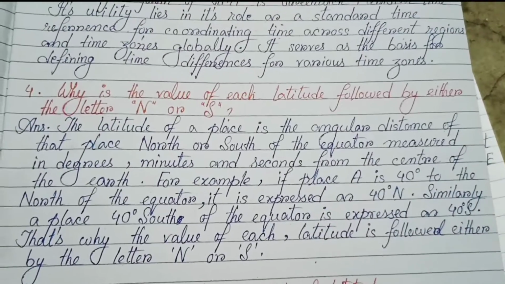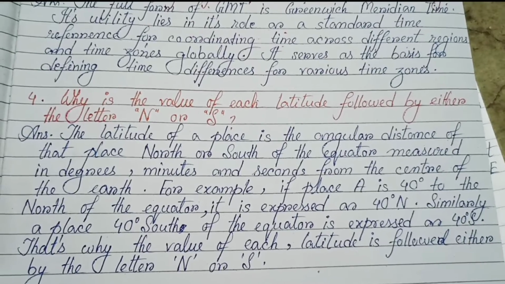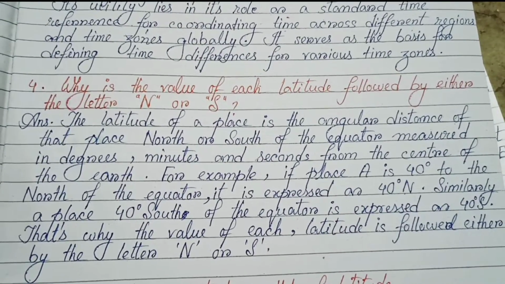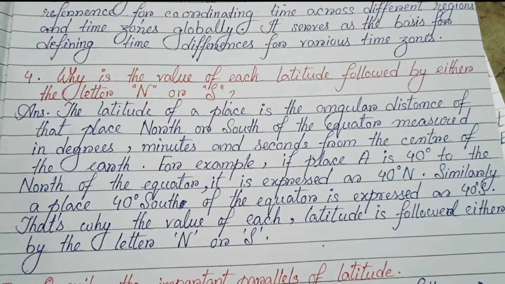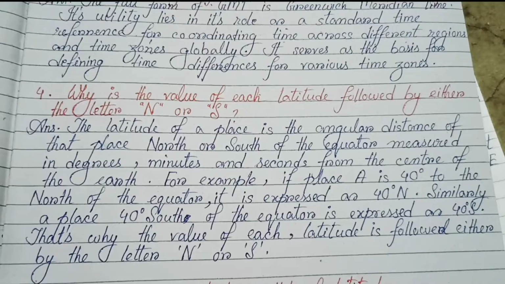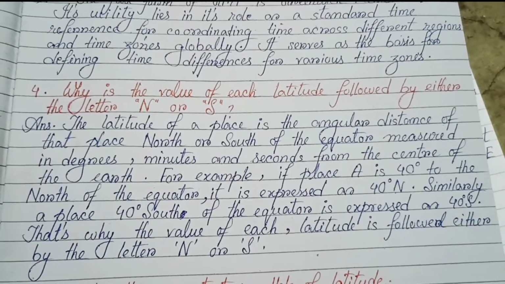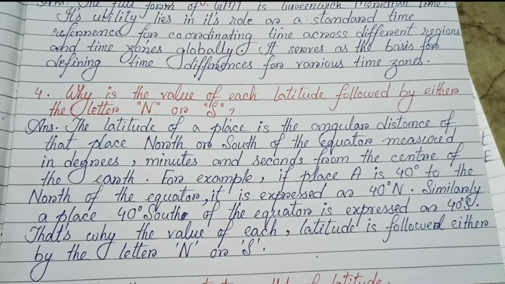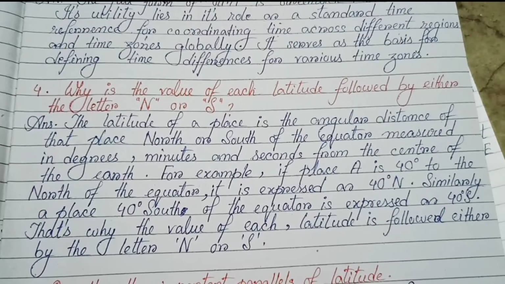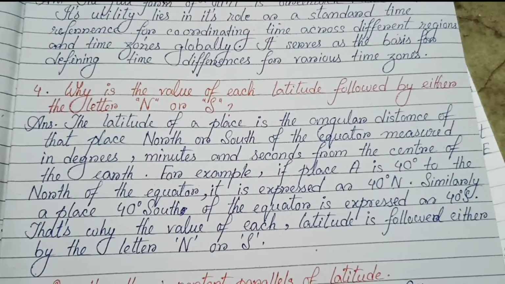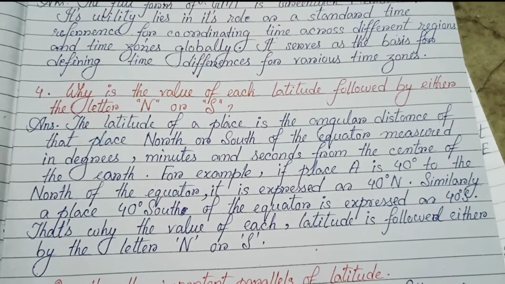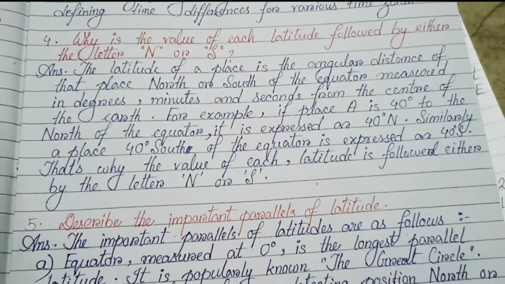Number 4, why is the value of each latitude followed by either the letter N or S? The latitude of a place is the angular distance of that place north or south of the equator measured in degrees, minutes and seconds from the center of the earth. For example, if place A is 40 degree to the north of the equator, it is expressed as 40 degree N, that means north. Similarly, a place 40 degrees south of the equator is expressed as 40 degree S. That's why the value of each latitude is followed either by the letter N or S.